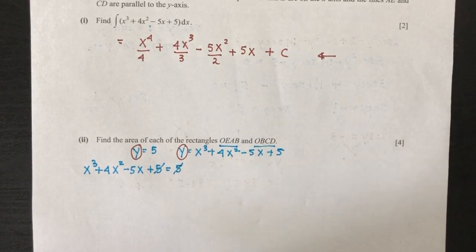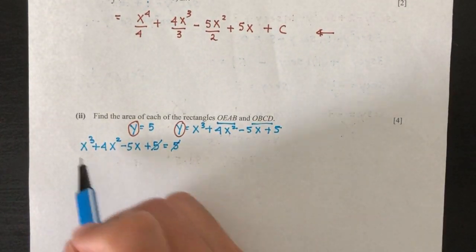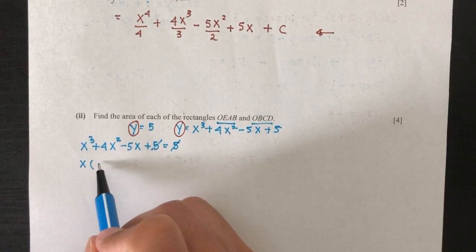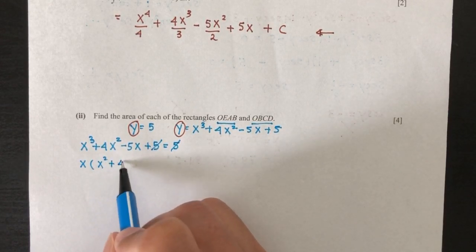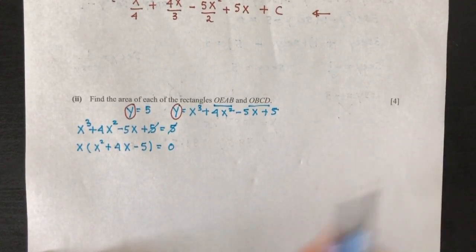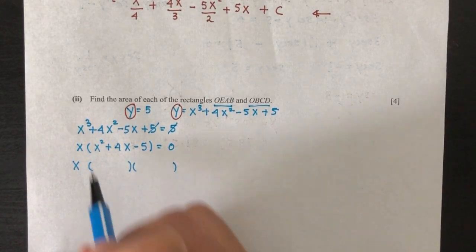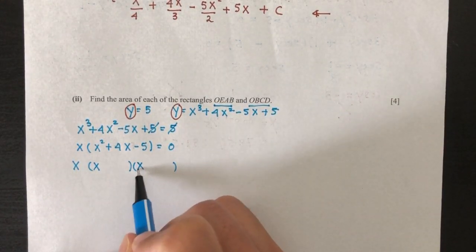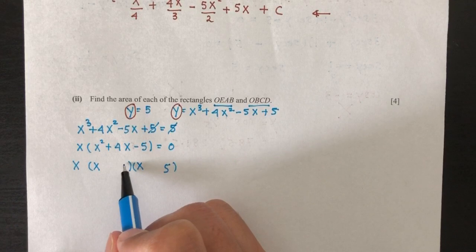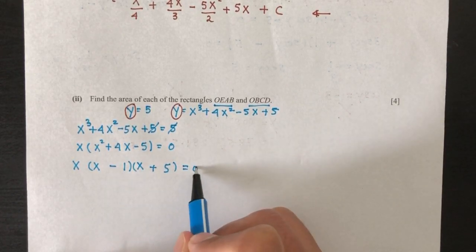So 5 cancels out. You will have this remaining. Now we can factorize the x outside. You will have x outside, x squared plus 4x minus 5 equal to 0. Now factorize: there will be x, bracket. This is x times x, and 5 is 5 times 1. To get plus 4, it has to be plus 5 minus 1.